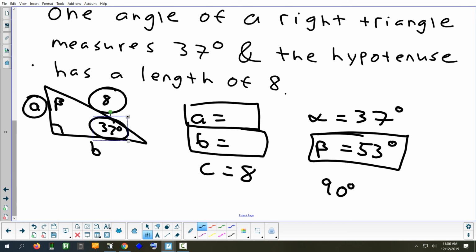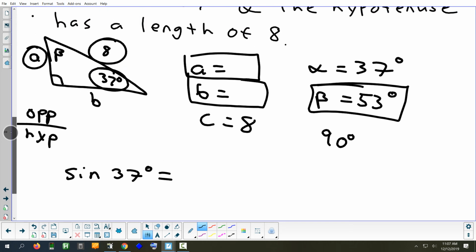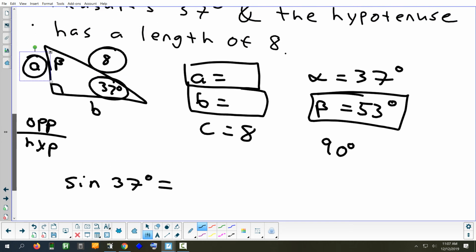Okay. What's the name of side A from the perspective of 37? It is opposite. So I'm looking for a trig function with opposite. And what's the name of the other side from the perspective? Hypotenuse. Out of sine, cosine, and tangent, which one is that? Sine. So, sine of 37 equals, and now fill it in, opposite over hypotenuse, A over 8.